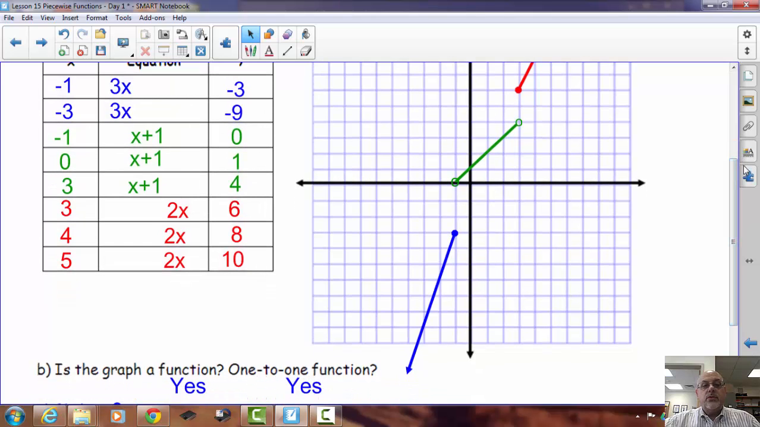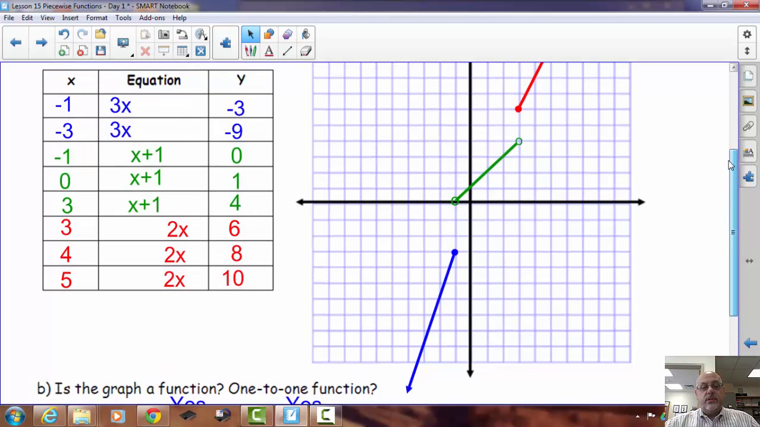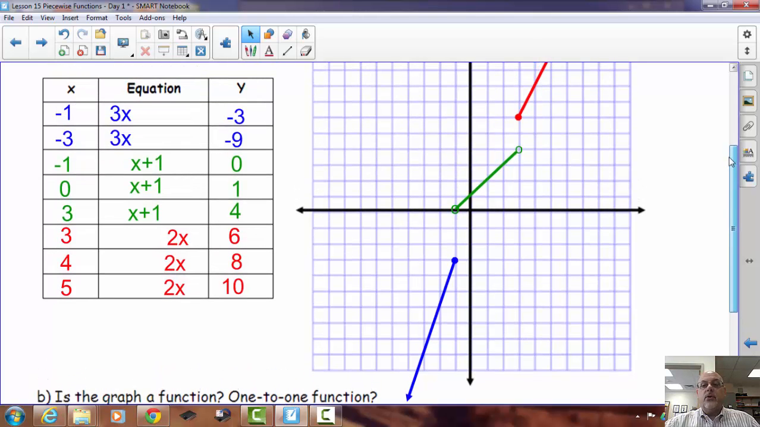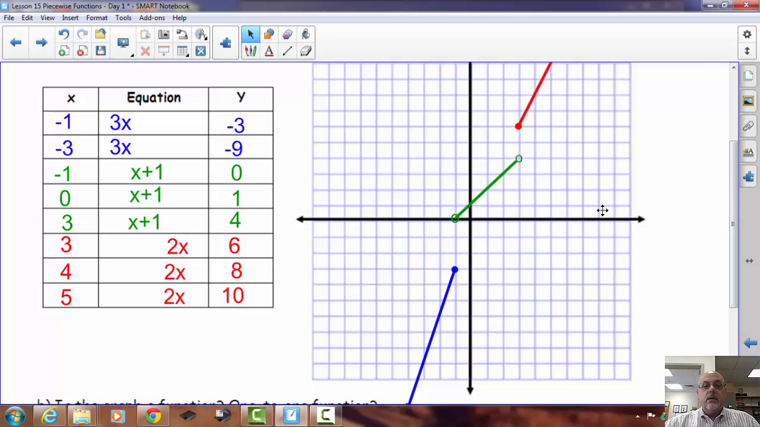The next question is, is this graph a function? The answer is yes, it is. It passes the vertical line test. Is it one-to-one? It is that as well, because it passes the horizontal line test. Now let's evaluate for different values of x.